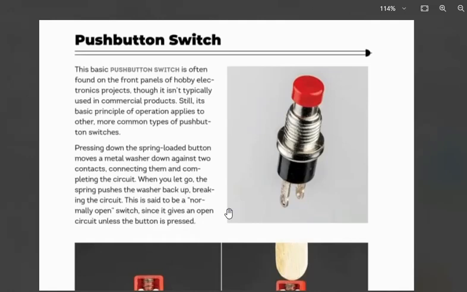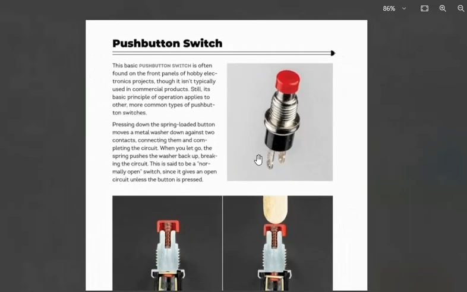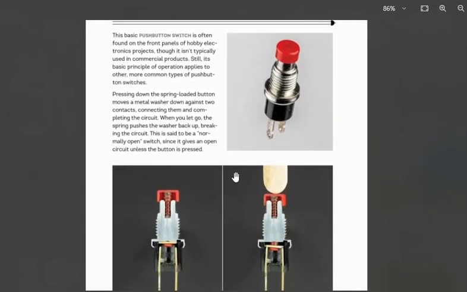When you press the button, it moves a metal washer down against the contacts, connecting them and completing the circuit. When you release the button, the spring pushes the washer back up, breaking the circuit. This type of switch is called a normally open switch because it gives an open circuit unless the button is pressed. And then our last heading, where we can find it.